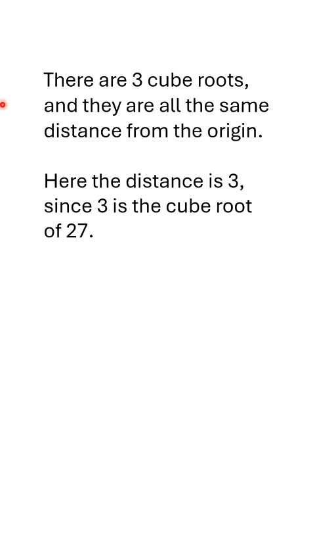The trick is to find 1. So there are 3 cube roots, and they're all the same distance from the origin. So we're going to have a graph with an x-axis and a y-axis, an imaginary axis. Imaginary doesn't really mean imaginary in the sense we're accustomed to. It means imaginary number, which is not all that imaginary. They have a purpose. So here the distance is 3, since 3 is the cube root of 27. Don't worry about the negative just yet. We'll get to that.